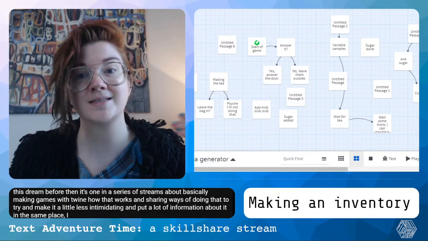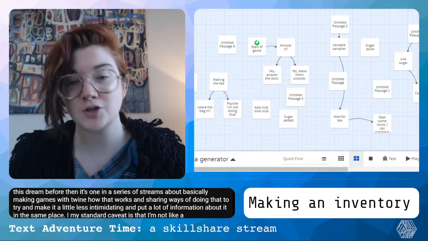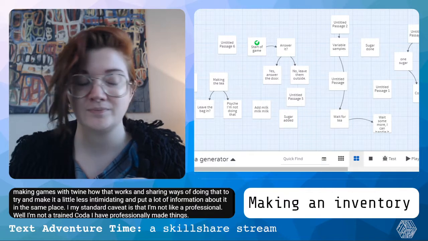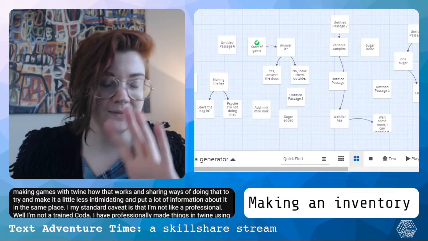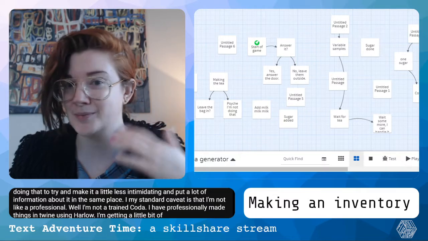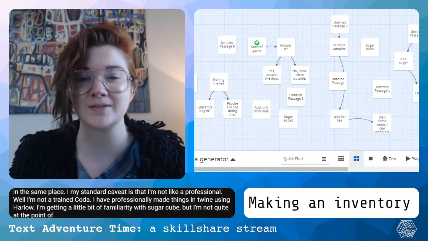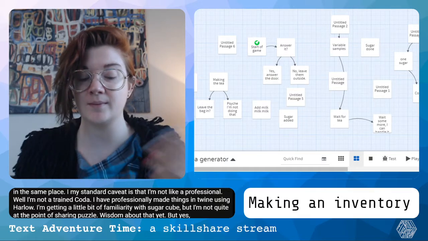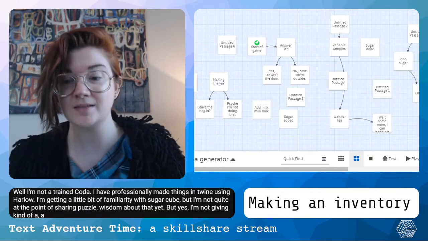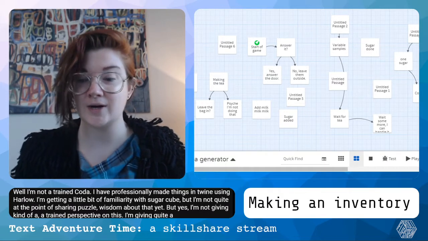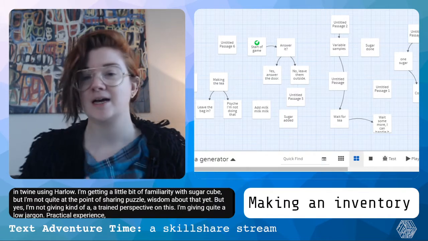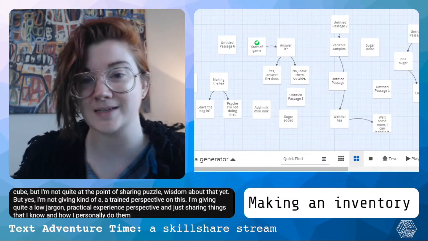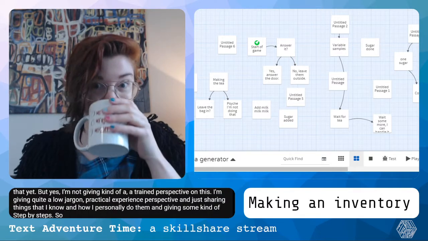My standard caveat is that I'm not a trained coder. I have professionally made things in Twine using Harlowe. I'm getting a little bit of familiarity with SugarCube, but I'm not quite at the point of sharing pearls of wisdom about that yet. I'm not giving a trained perspective on this. I'm giving a low jargon, practical experience perspective, sharing things that I know and how I personally do them, and giving some step-by-steps so it's hopefully easy to follow.